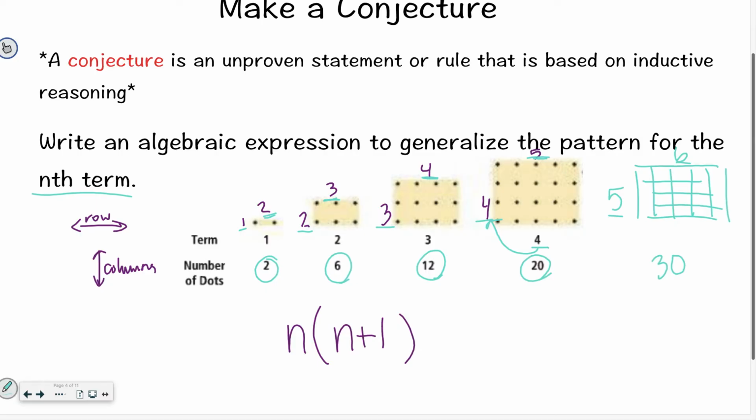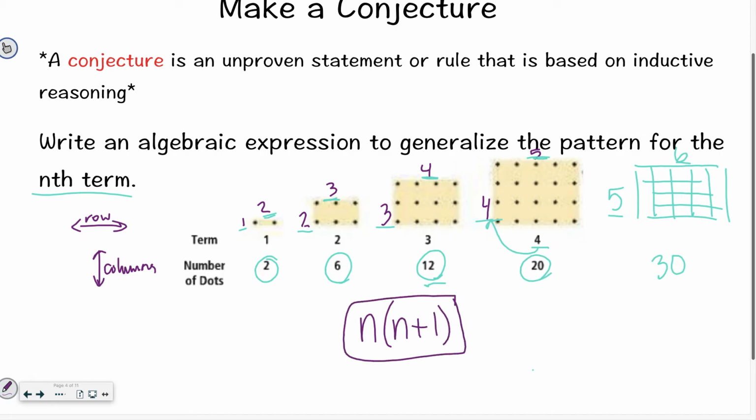Let's see if this works. So if I'm on the first term, n represents 1, right? So I'd have 1 times 1 plus 1, which is 2. So 1 times 2 would be 2. That works. What if I tried the third term? I'd have 3 times 3 plus 1, or 3 times 4, which is 12. That checks out as well. So if I used this information to come up with my pattern, n times n plus 1. Okay, that would be my algebraic expression.